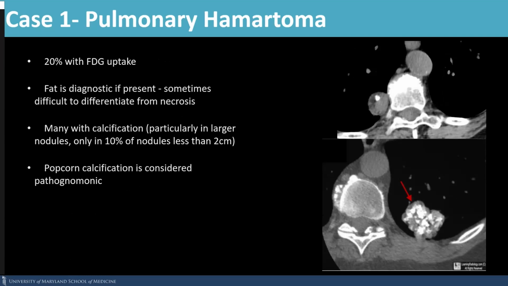As I mentioned, as far as calcification, it can be very large, as in this case that I have here in the left lower lobe, but that's seen in only 10% of nodules that are less than 2 centimeters or so. And that popcorn calcification is pathognomonic for a pulmonary hamartoma.